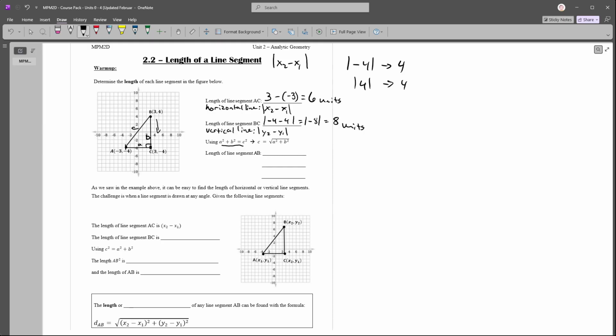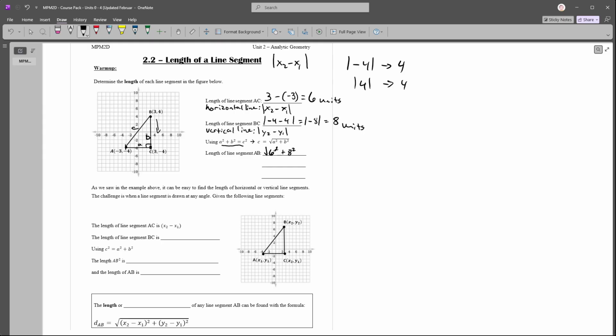Well, it means the length of line segment AC is the square root of A. Well, if this is A down here, that's AC, the length of AC. We just calculated that over here. That's 6 squared, because that's what the equation says. We're going to add on to that the length of B. Well, that's BC. That's 8.